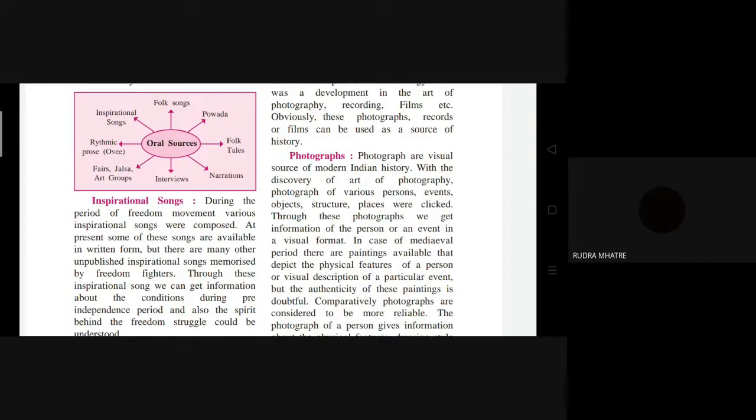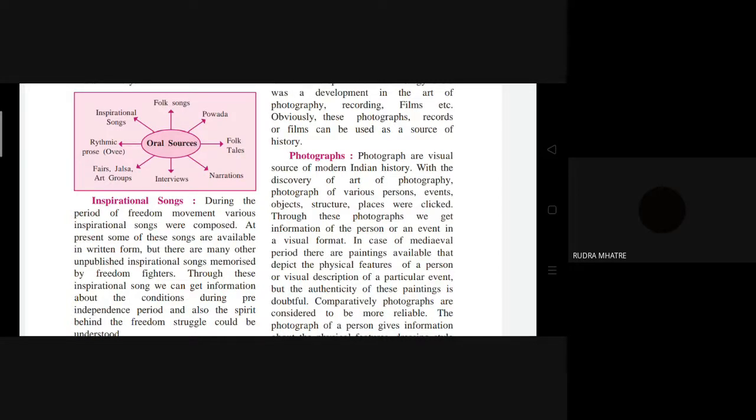Okay. Your next question is how Povadas are considered as historical sources. How can we say that Povada is a historical source? What information do we get from Povadas by listening to them? Okay, Nidhi.